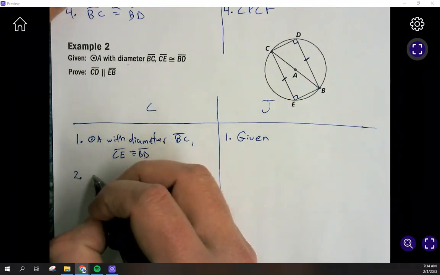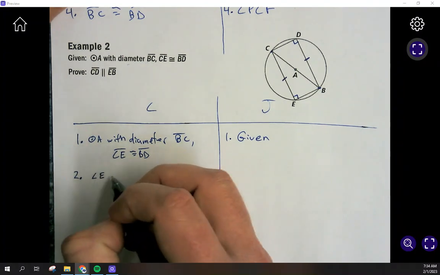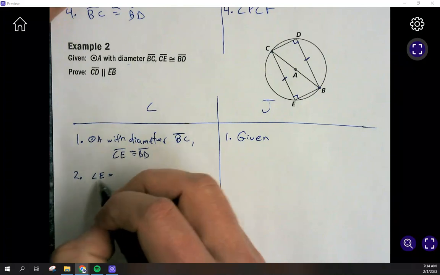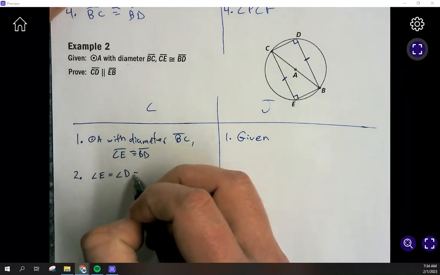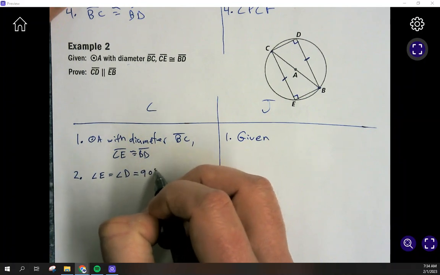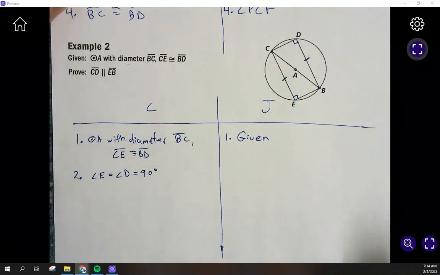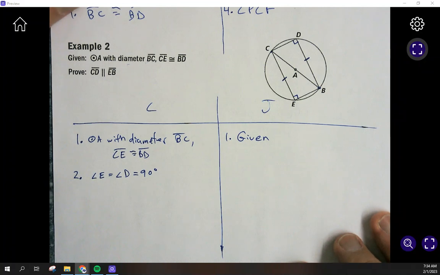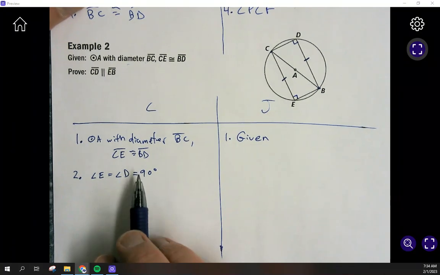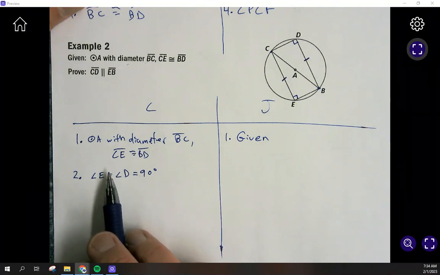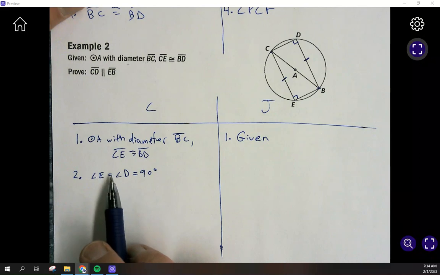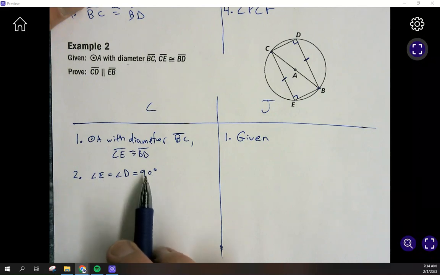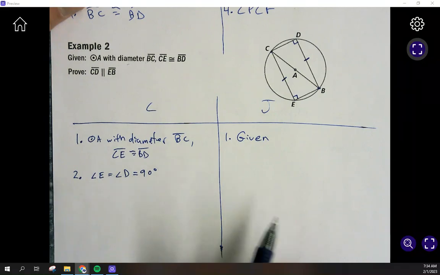So we're going to say angle E equals, notice I said equals, not congruent, angle D, which equals 90 degrees. So we say congruent when we don't know the exact measurement or degrees, but we do in this case. It's 90. So we don't have to say congruent. We can just say equals. If all we knew is that they're the same size, we say congruent. But since we know that they're actually equal to 90 degrees, you use an equal sign here.